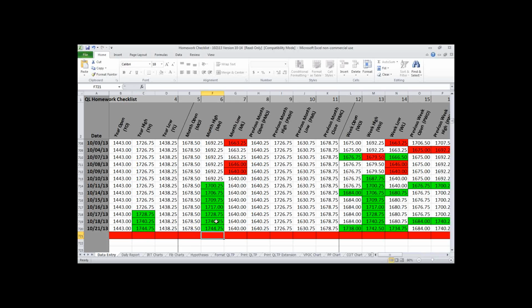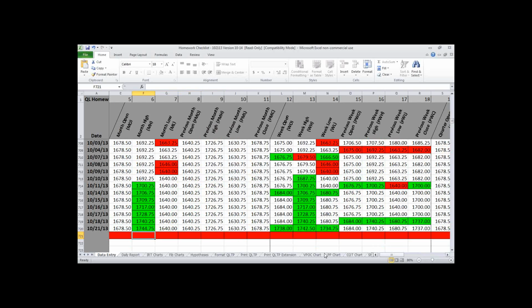We have a new month high. And of course you can see our month highs have been trending up for the last 6 months now. The last little while, last 6 days I should say. Our month low, 1640. Our previous month open, 1640 1/4. Previous month high is that last all-time high that we were waiting to get taken out at 1726.75. Our previous month low 1630.75, and we closed at 1678.75. So we're trading way above that right now.